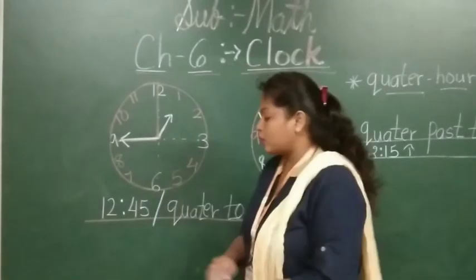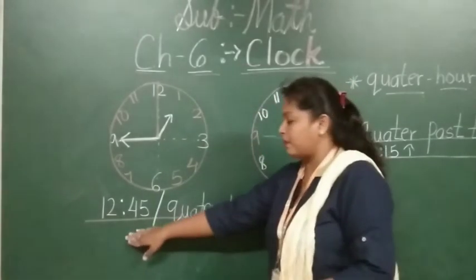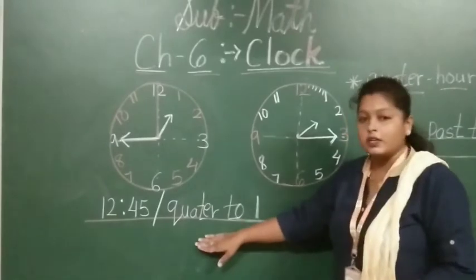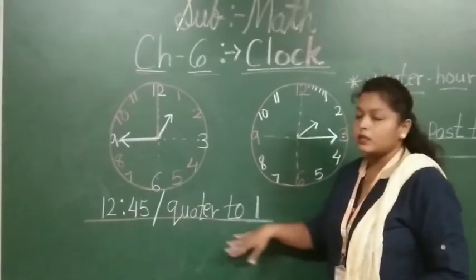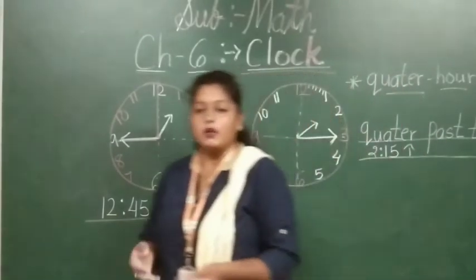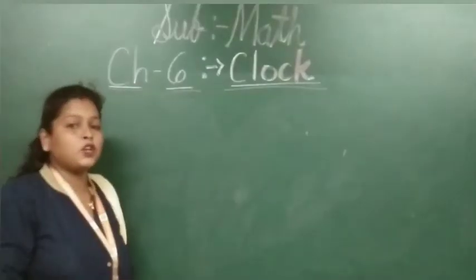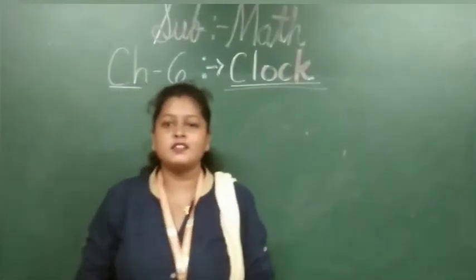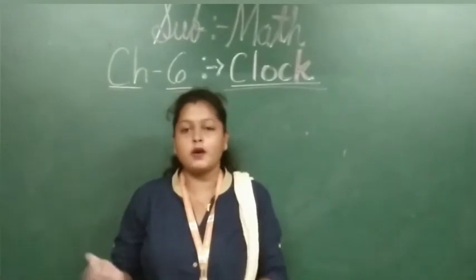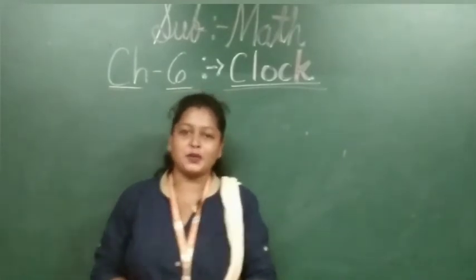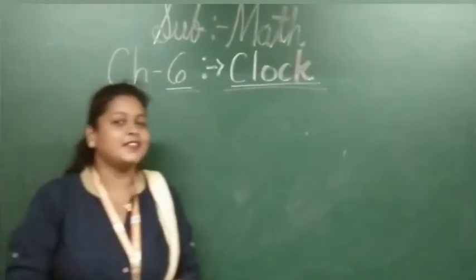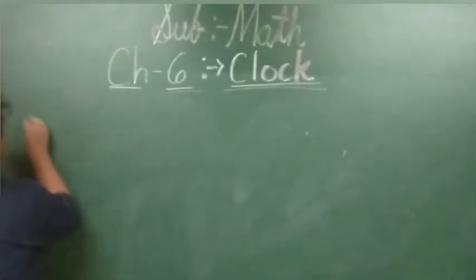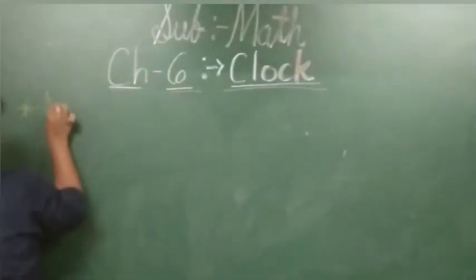Okay, there are 2 ways you can write the time, in the numbers and in the words, right? Quarter to 1, 12:45. Okay, students. So next topic is about months of the year, right? Have you learned about months of the year in the pre-primary only? So how many months are there? Yes, 12 months are there.